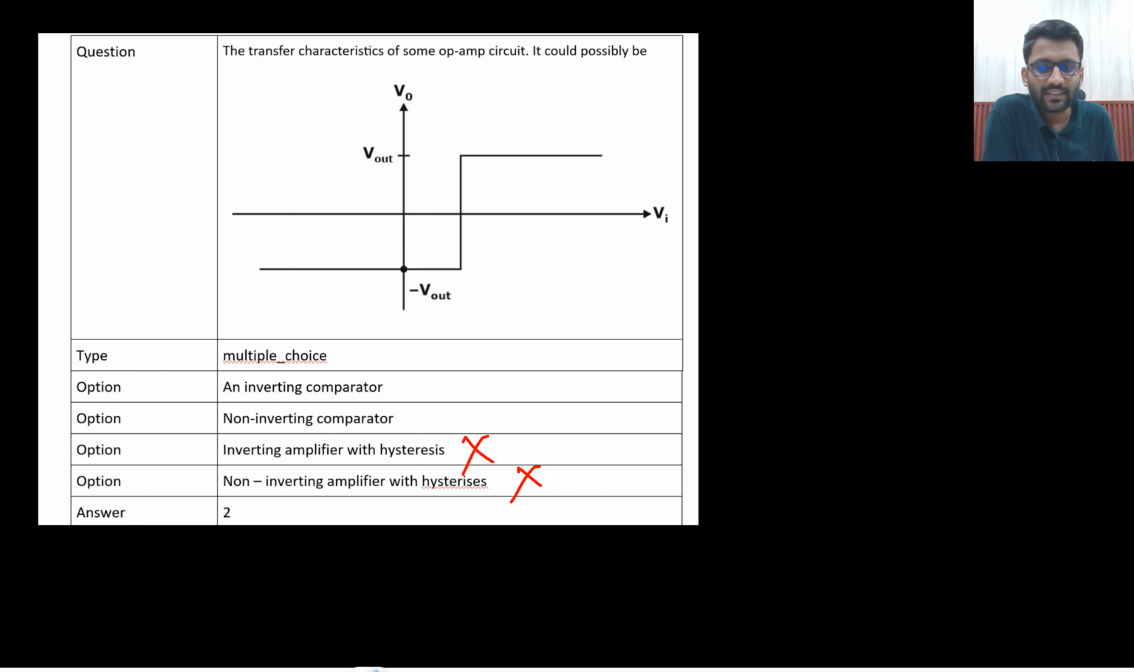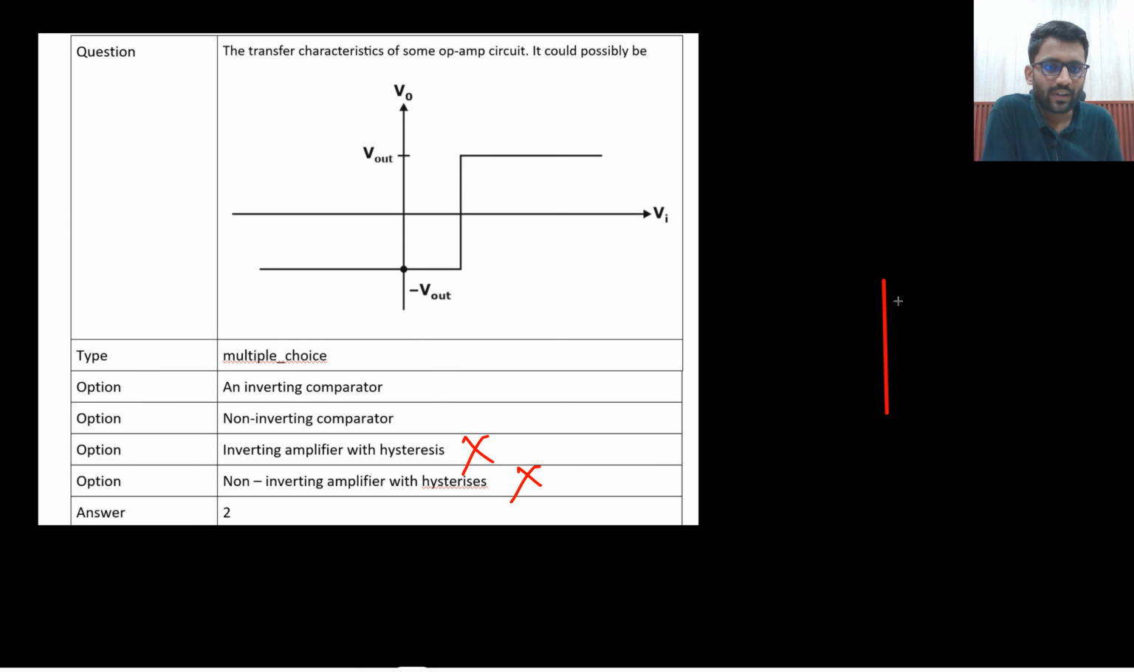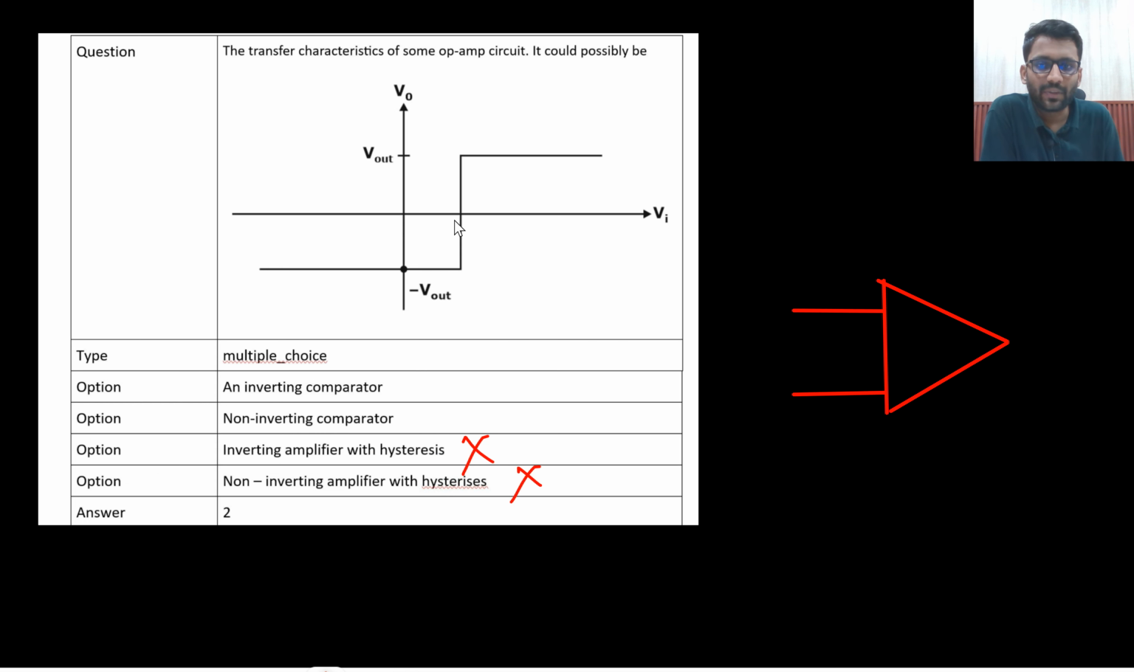Now it is a comparator, right? What does a comparator do? Now you need to find out whether it is an inverting comparator or a non-inverting comparator. How will you find out? A comparator: if a particular value is greater than another value, it will give you plus V sat, otherwise it will give you minus V sat. Let's say this potential is x. Now if my V in is greater than x, then I will get plus V sat, and if my V in is less than x, then I will get minus V sat.